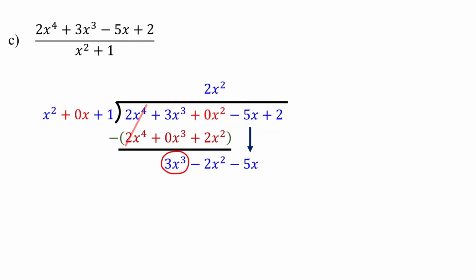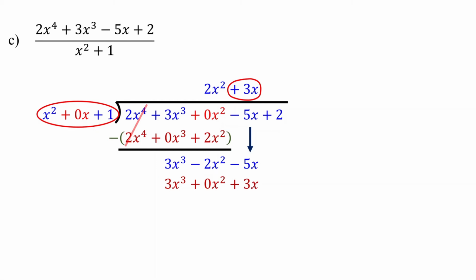Divide 3x cubed by x squared, which is equal to 3x. Then, multiply. 3x times x squared gives us 3x cubed. 3x times 0x is 0x squared. And 3x times 1 is 3x.